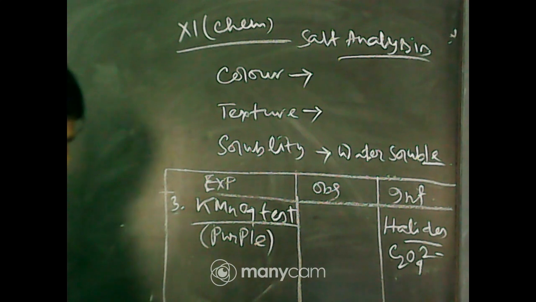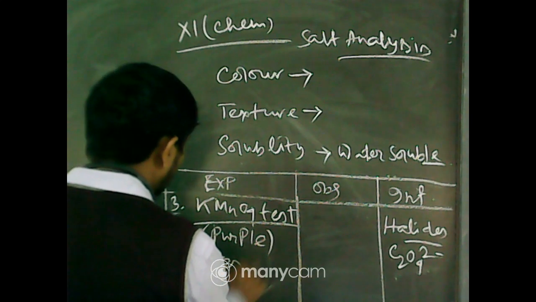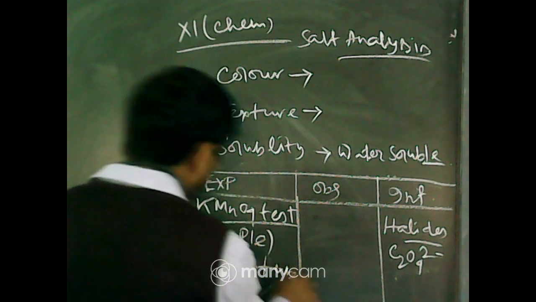Next one is basically for cations. This is the dry test tube, number 4, the test tube heating test.